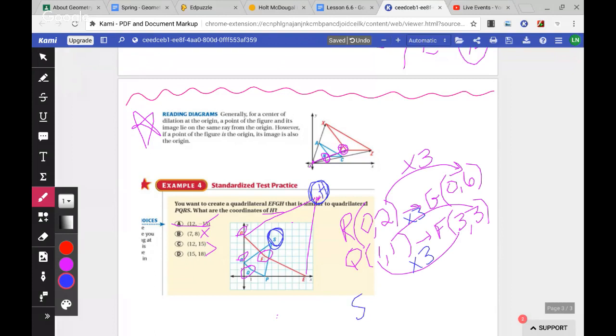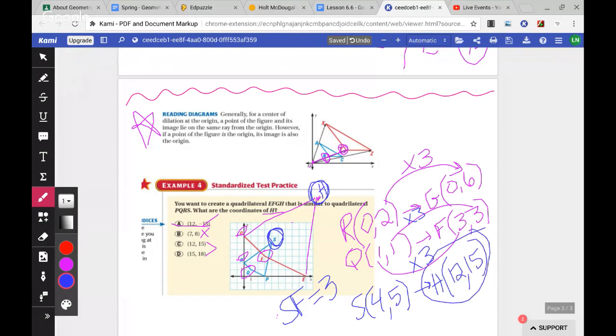So point S is 3, 4, 5. 4, 5. I hope I counted that right. Probably not, of course. Yeah, it's 4, 5. And we want to change it to get point H. Remember, we figured out our scale factor is 3. So 4 times 3 is 12. 5 times 3 is 15. So point H has to be 12, 15.